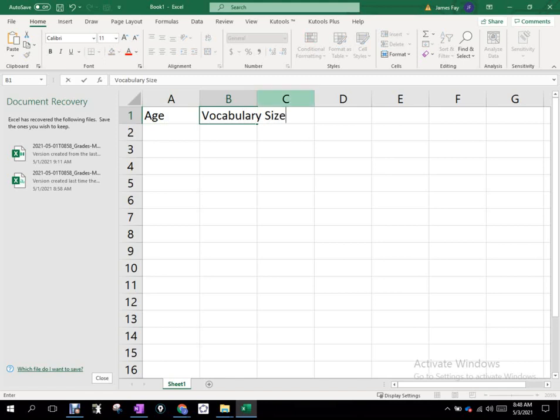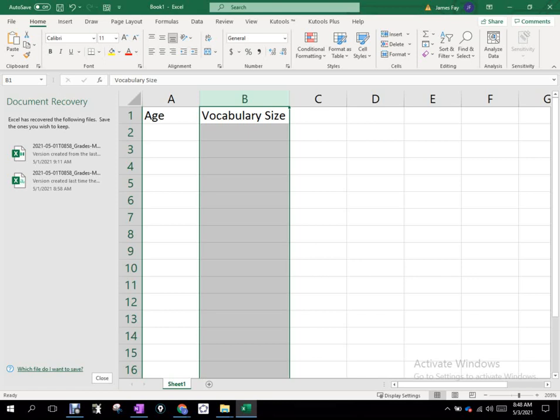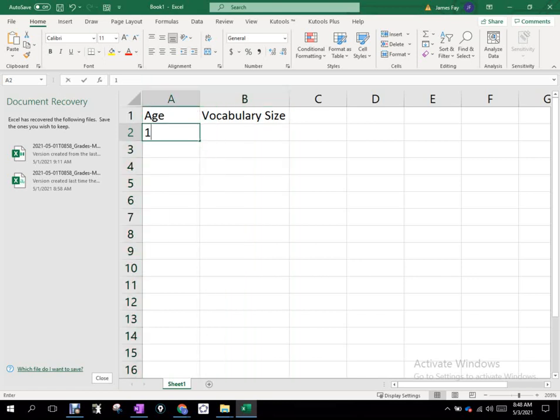So the scenario that I'm going to give you here is going to take a handful of children, ages 1 through 6. So the ages in years of 6 children and the number of words in their vocabulary.